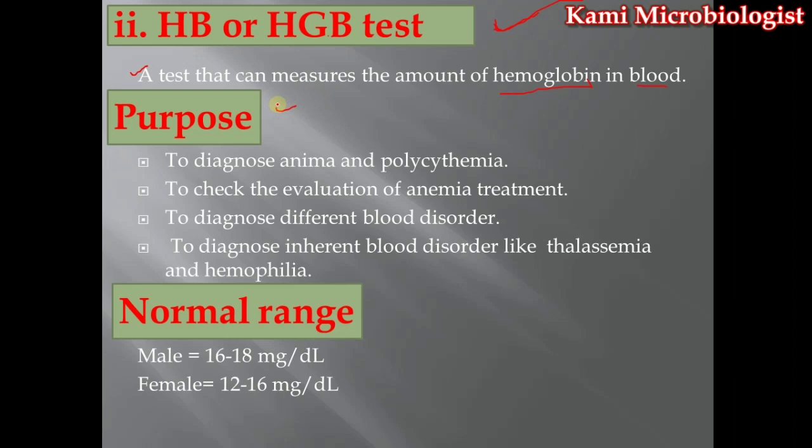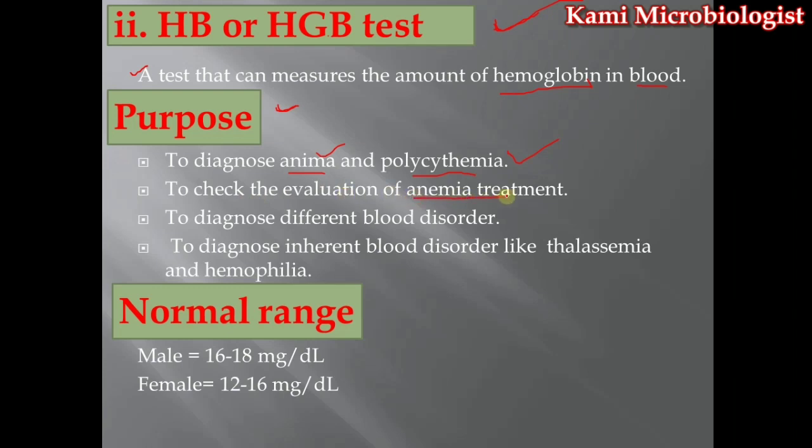Now what is the purpose of this test? The main purpose of this test is to diagnose anemia and polycythemia. Anemia means a low level of RBC. Polycythemia means a high level of RBC. Then we have to check anemia treatment.